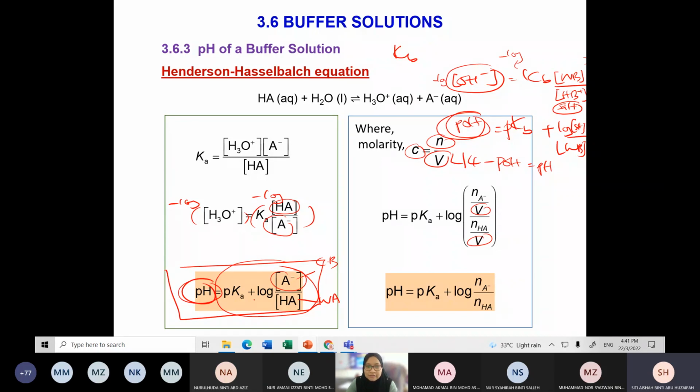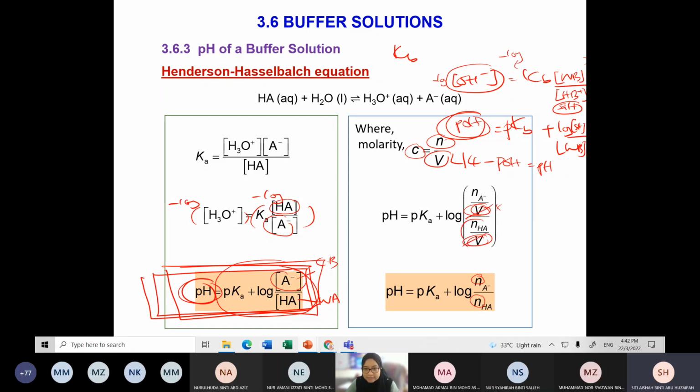They are in the same solution. So alternative to this, you can also use mole. Boleh juga pakai mole. Okay, this is based on understanding that both conjugate base and the weak acid are in the same solution. Therefore, the volume should be the same. So dia bila you akan end up cancel out. Betul tak? Dia akan jadi begini kan.